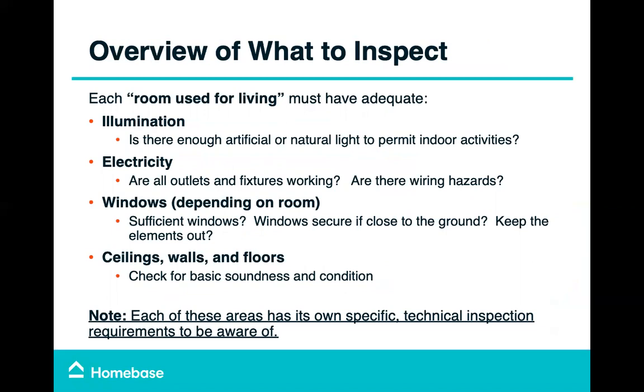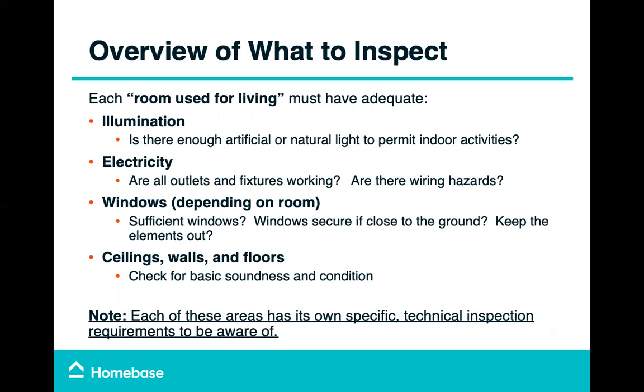And this slide provides a brief overview of the sorts of things you'll be looking at in these rooms. Rooms used for living have to have adequate illumination, so you're going to need sufficient natural light or artificial light to permit normal indoor activities. They need to have adequate electricity, so you might want to look at whether there are enough outlets, whether or not the outlets and fixtures work. And you're also going to want to check for hazards, such as exposed, uninsulated, or frayed wires, improper outlet grounding.